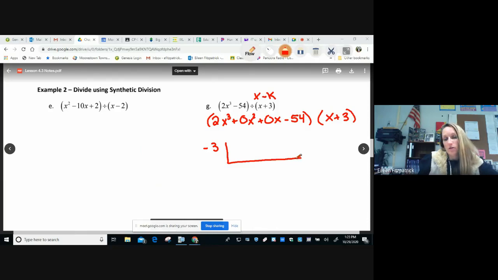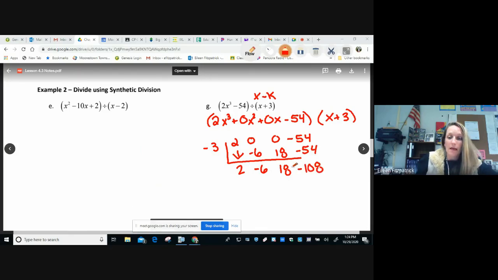Then you have your upside down house or upside down bracket. Coefficients of the dividend go next. So 2, 0, 0, -54. That's why putting those placeholders in is super important. Drop the first number, multiply, combine, add. It's -6. Multiply again. -6 times -3 is +18. Add. It's going to be a +18. Multiply 18 times -3. 18 times -3 is -54. And then you're going to add. That's going to be a -108. This is your remainder. These are the coefficients for your answer.